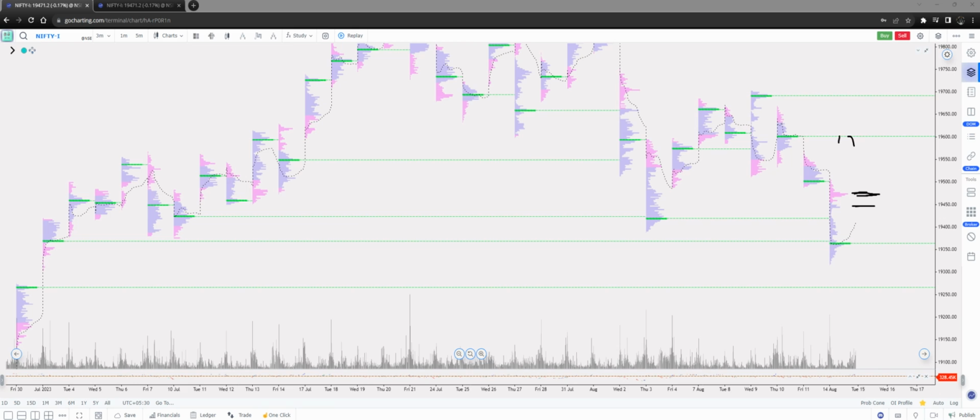So this is how you can use your profiles and even footprints on a granular level, and take good trades and understand the nodes that keep forming and trade them.